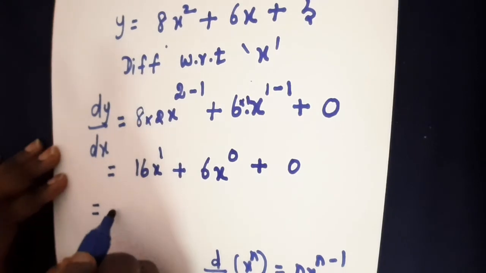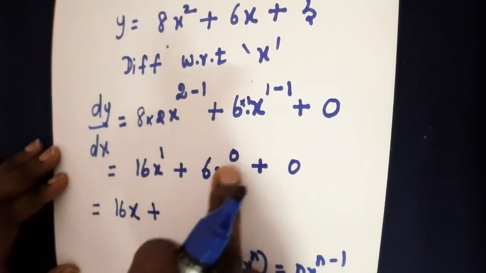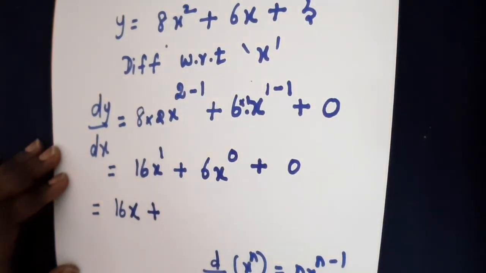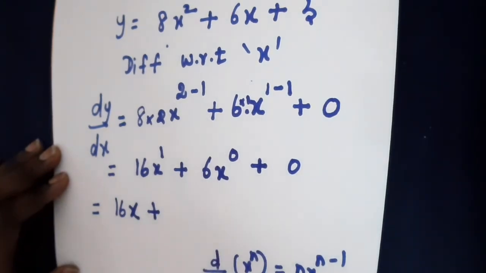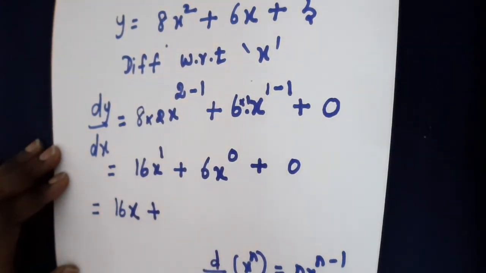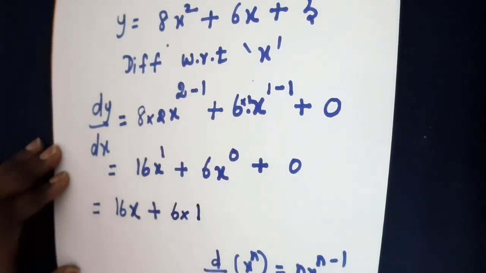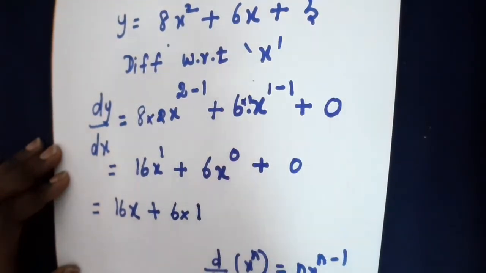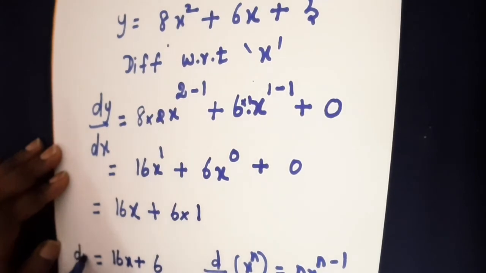So what is the answer we are getting? 16 x to the power 1 is x, plus, what is x to the power 0? Any value raised to the power 0 will become 1. 8 to the power 0 is 1. 6 to the power 0 will be 1. So I can write 6 times x to the power 0. x to the power 0 is 1. Okay, we can ignore the 0. So what is the final value? 16x plus 6 ones are 6. This is your dy by dx.